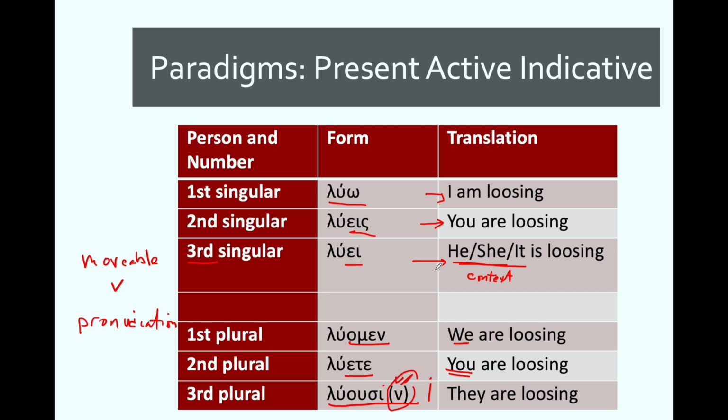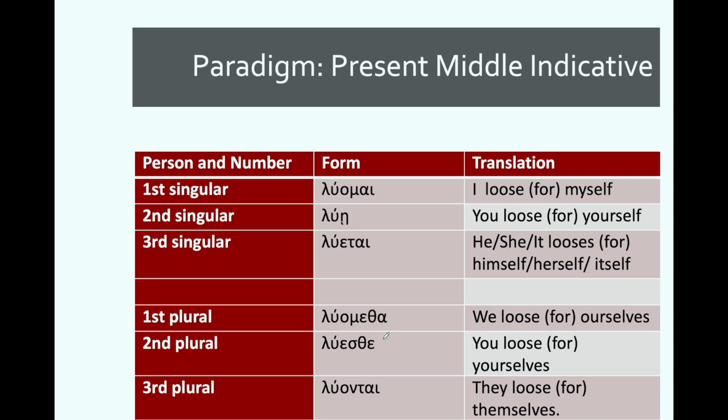Okay, so luo, lues, lue, luamen, lueta, luusin. You need to learn these forms so that you can know what the present active indicative looks like, what its persons are, and so when you do the practice exercises and the exercises in the book, you will be fully prepared to do parsing and analysis of verbs. Okay, let's move on to the present middle indicative.